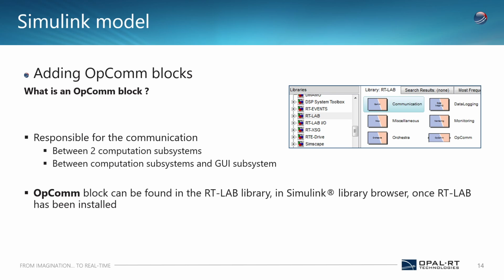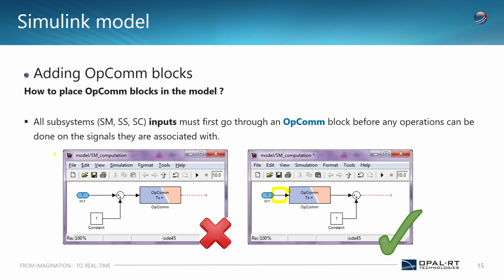The OPCOMM block can be found in the RT-LAB library and Simulink library wizard once RT-LAB has been installed. After RT-LAB is installed, you will get it in the Simulink library. So where will we place this OPCOMM block? The OPCOMM block is a compulsory block for any real-time model design. You can't do a real-time simulation without adding this OPCOMM block. So how to place the OPCOMM block in the model, we'll see now.